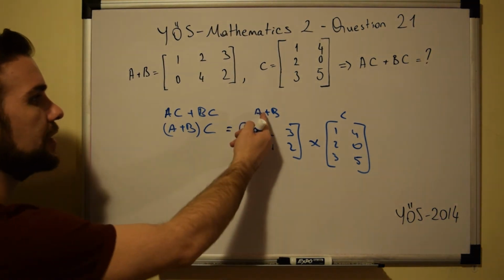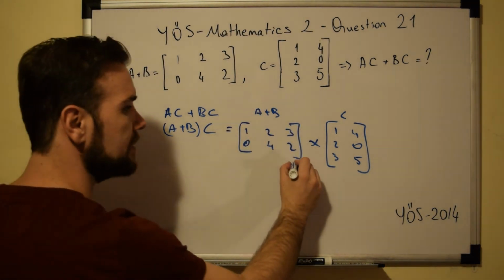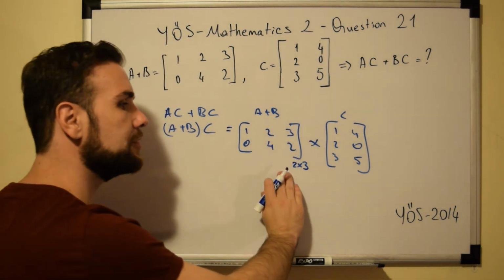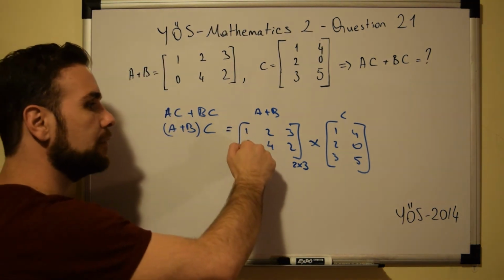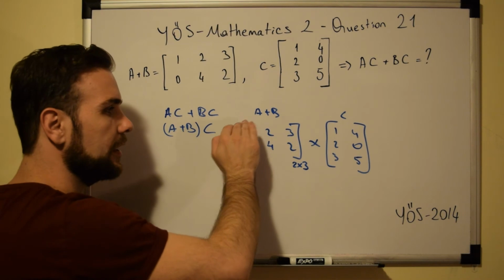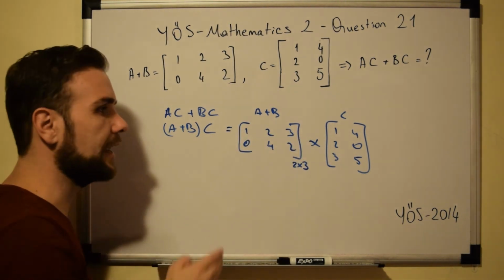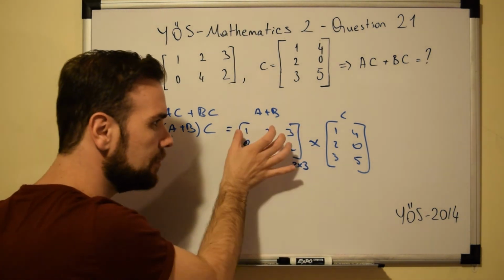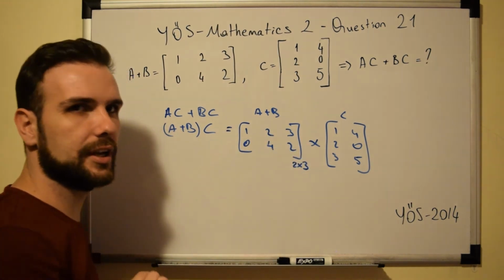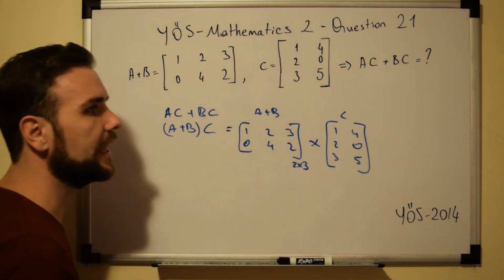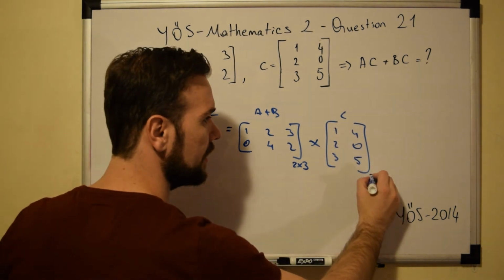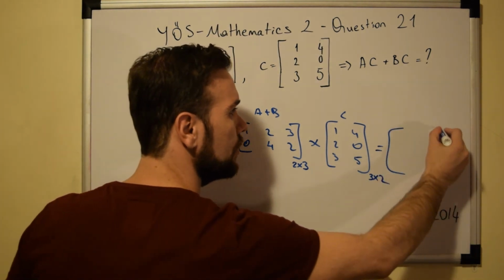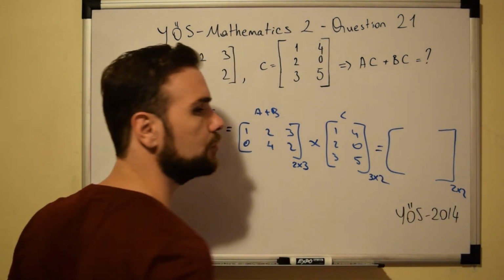Now, as you can see, matrix A plus B is a matrix 2 by 3. Why is it a matrix 2 by 3? Because we have 2 numbers on the vertical line and 3 numbers on the horizontal line. So it is the number of vertical numbers times the number of horizontal numbers. Therefore, we call this matrix 2 by 3. And matrix C is 3 by 2. Since we are multiplying these, the product will, as we all know, become a 2 by 2 matrix.